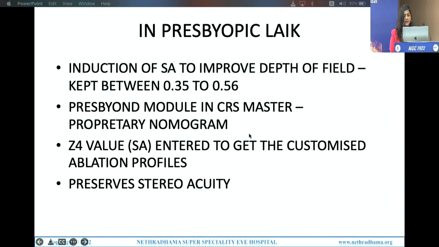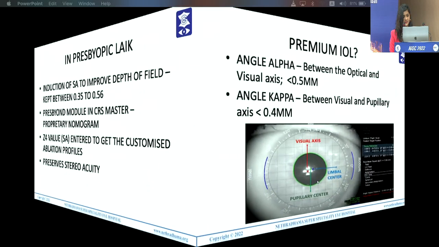So in presbyopic LASIK, there is a very important value called the Z4 value, or spherical aberrations. Basically, the idea is that we induce some spherical aberrations in presbyopic patients to improve depth of field. And these aberrations are kept between 0.35 to 0.56 micrometers. So there is a CRS master that we use, which has a Presbyon module, and this has a proprietary nomogram. We have to enter a Z4 value into that to get the customized ablation profile for the patient. And this basically preserves stereo acuity, because it remains in that non-toxic zone of 0.35 to 0.56.